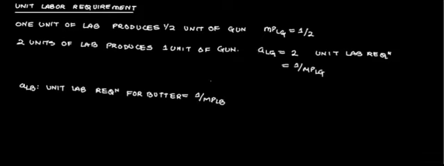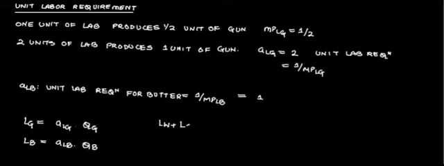So what is LG? LG is the total amount of labor which is used to produce guns. And QG is the total amount of guns which are produced. And ALG is the unit labor requirement. So if you multiply the unit labor requirement with the amount of guns being produced, you get the total amount of labor which is employed in the production of guns.